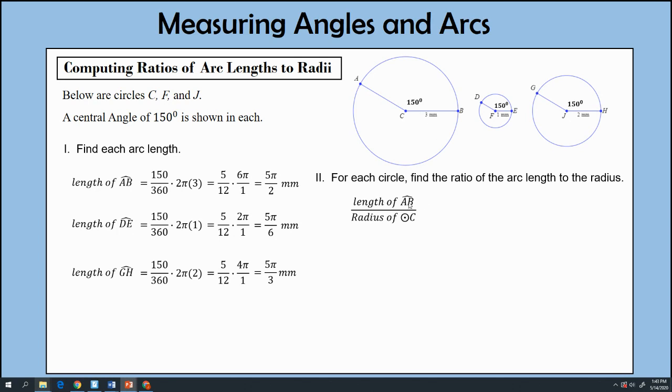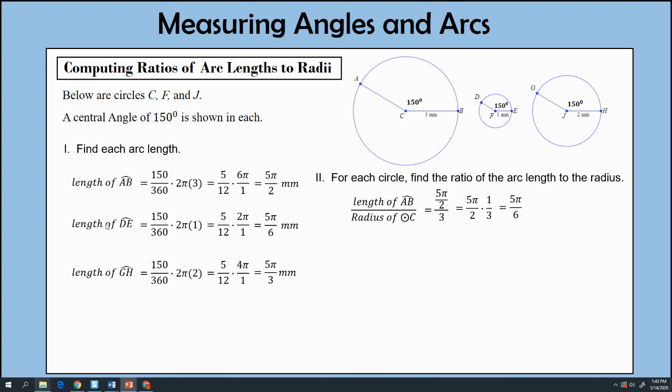Okay, so the length of arc AB is over here, right? It's 5 pi over 2, and we're going to divide that by 3. Dividing by 3 is the same as multiplying by a third. If we multiply now numerators and denominators, we get 5 pi over 6. So the ratio of the arc length to the radius is 5 pi over 6. Okay, that was for the first one.